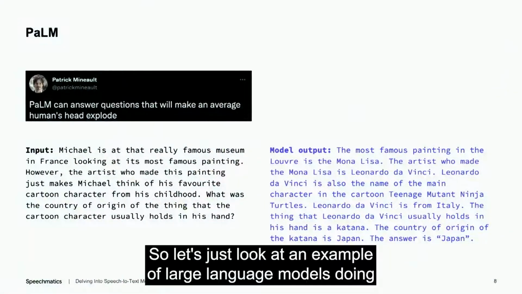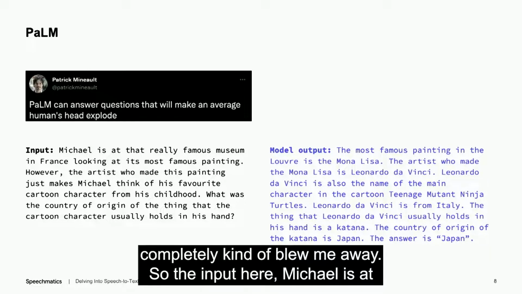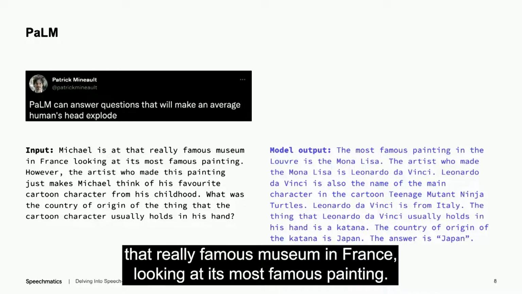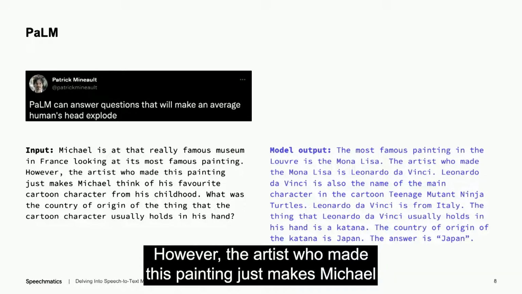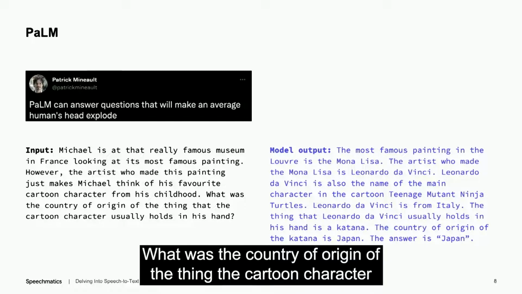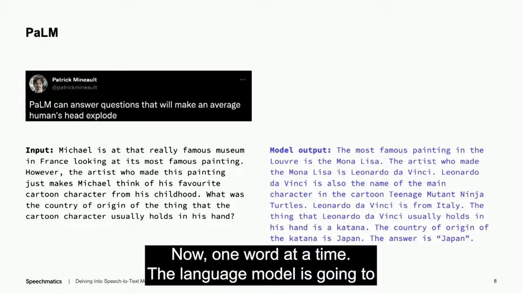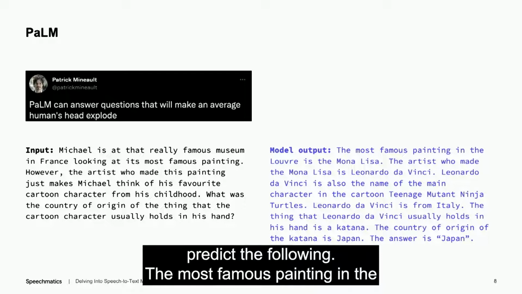So let's look at an example of large language models doing question answering. This is an example that completely blew me away. The input here: Michael is at that really famous museum in France looking at its most famous painting. However, the artist who made this painting just makes Michael think of his favorite cartoon character from his childhood. What was the country of origin of that thing the cartoon character usually holds in his hand? That's the input.